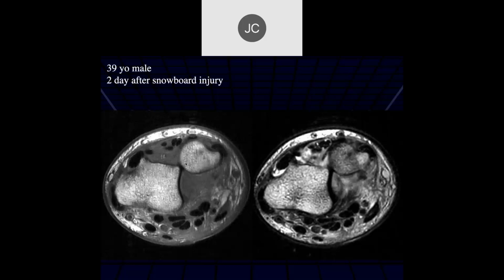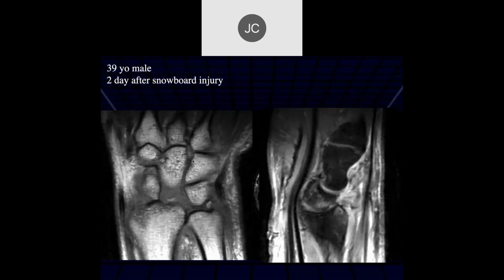Yeah, but I agree with you. This is too much. This is definitely an unstable distal radioulnar joint. We're not finished yet.